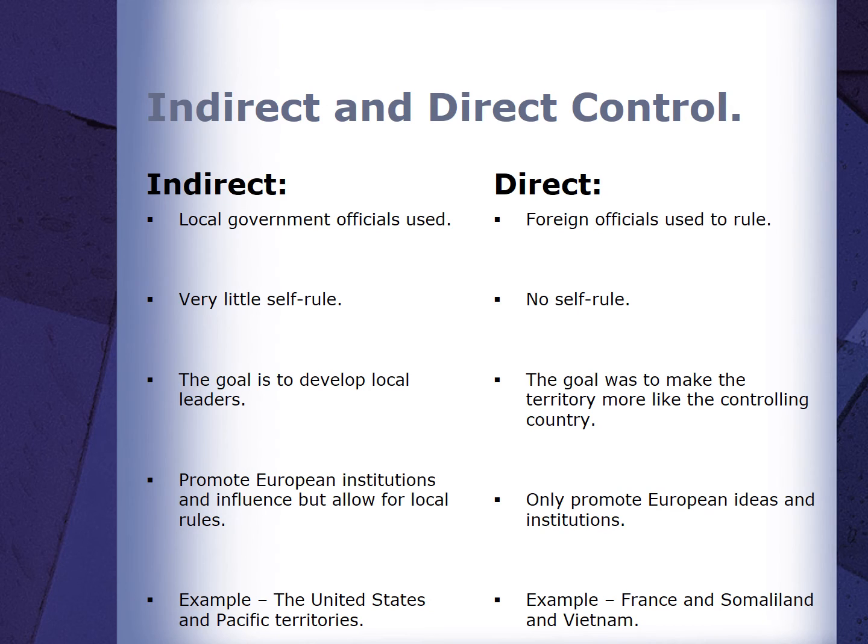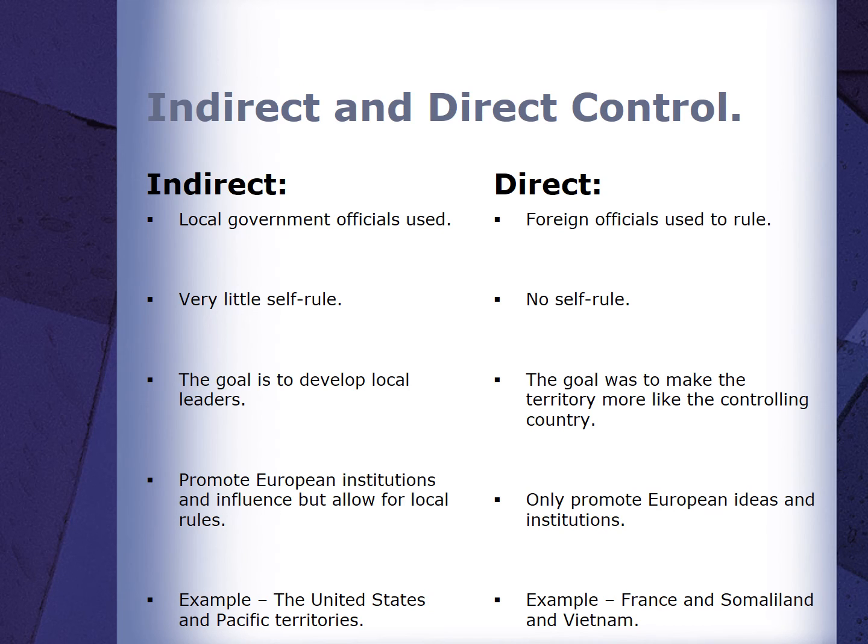The goal of this is to develop local leaders. So what these countries, like I said, for example, Great Britain, may want to have done was help these local leaders learn how to control their country and make wise decisions. With that said, these European countries would try to promote European institutions and influence these countries or colonies towards the way of European life, but they would allow for the locals to make their own rules too and come up with their own decisions, like I said.